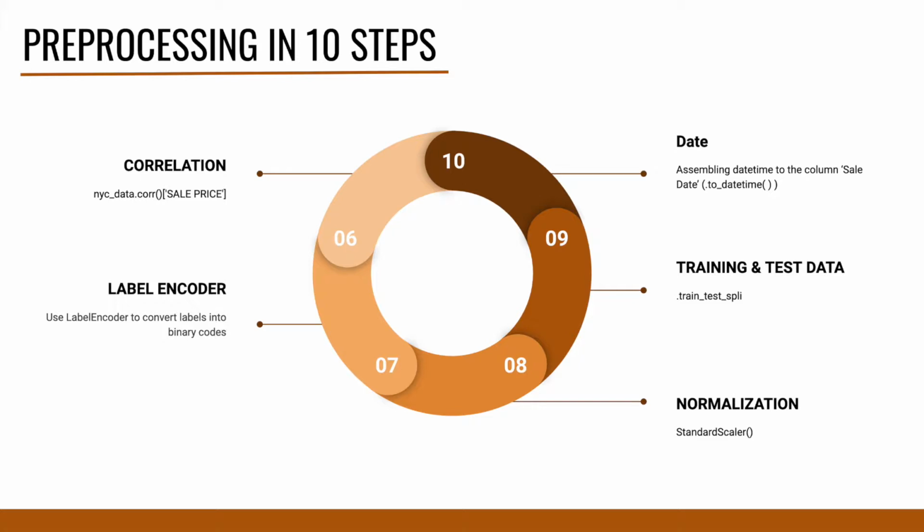Step number 9 is training and test data. We split our data into training and test data. And then the last part is the date time. We did date time conversion for sale date by using the toDateTime function, and then we will talk about visualization in the next part.